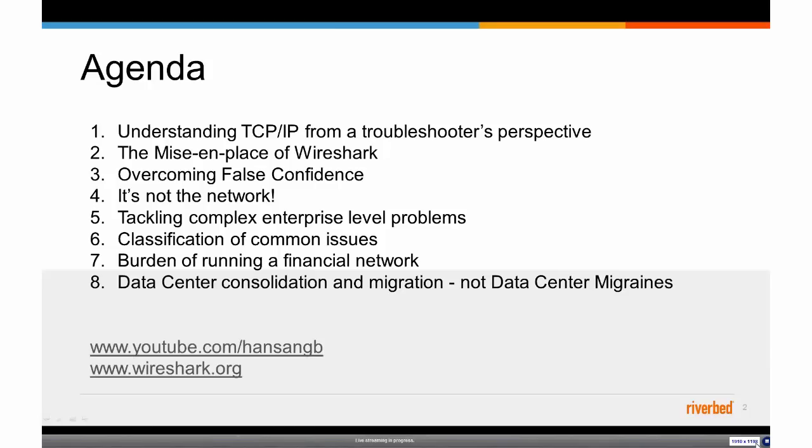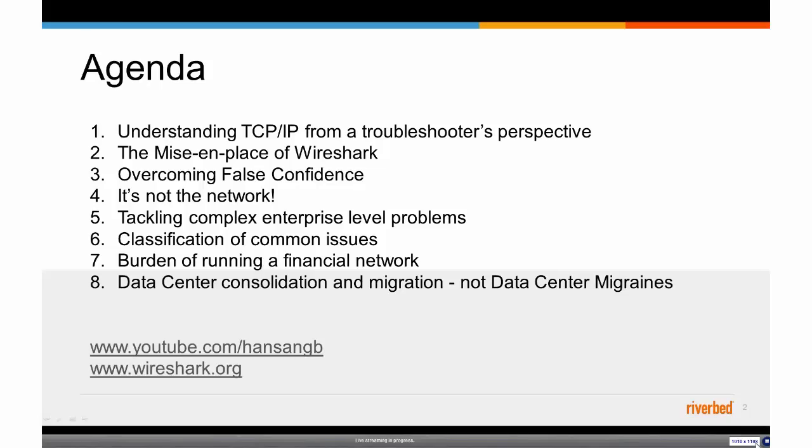The burden of running a financial network. This is very specific to financials because I come from financials. I spent 13 wonderful years at Citigroup, and I learned a lot. Incredible place. I wanted to talk about some of the unique requirements of running a financial network and how it differs from regular networks.